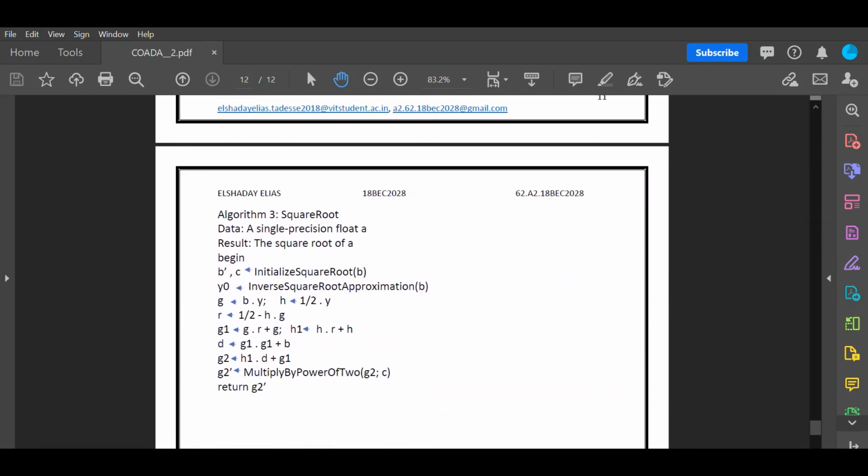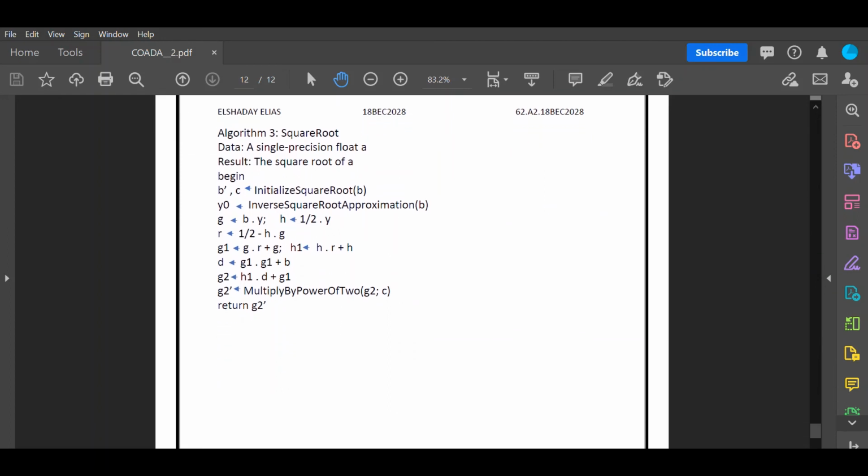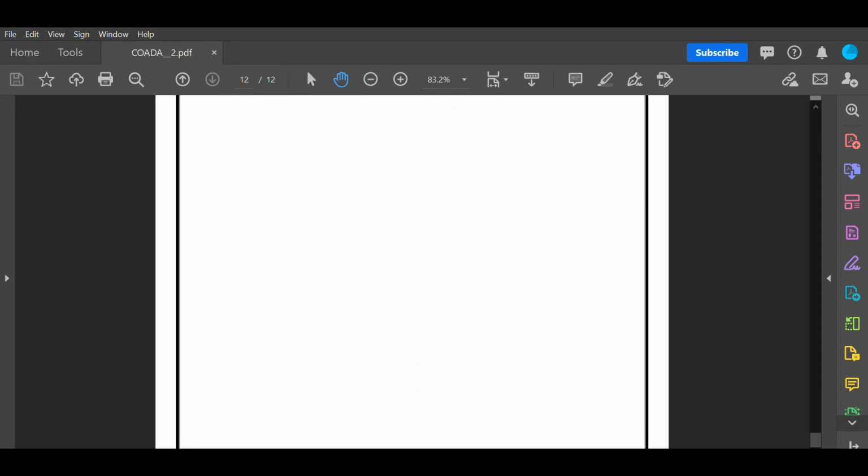Okay, the square root algorithm at last is here. So the data given is a single precision float A, and the result will be the square root of A. We begin by initializing the square root of B in B, and then the inverse square root approximation of B, which is noted as Y naught, and we return G2 dash, which is multiplied by a power of 2, as the result for the square root. This was all. Thank you.